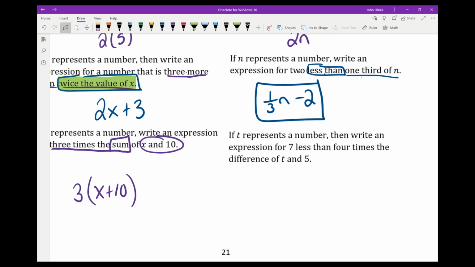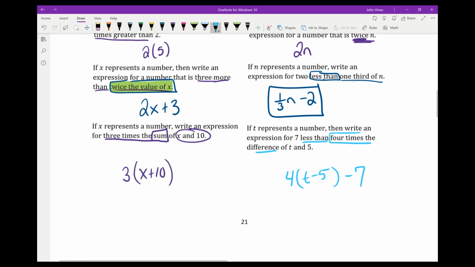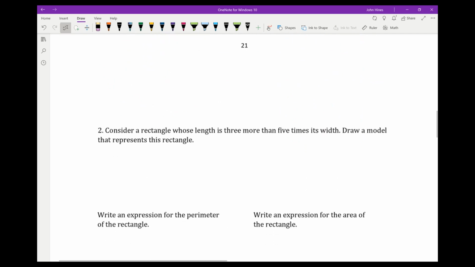And for t here, if t represents a number, write an expression for 7 less than 4 times the difference. Oh my goodness, 4 times the difference. 4 times what? The difference of t minus 5. That's 4 times the difference of t minus 5, but I need it to be 7 less than that, so I'm going to subtract away 7. And hopefully your warning light went off there. So again, this just takes time to practice working through these words here.